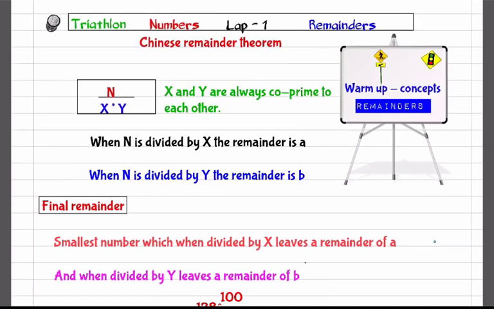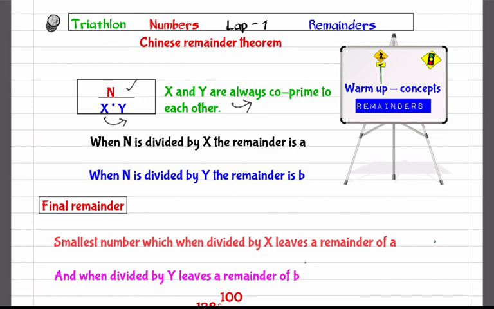Now we have something called the Chinese remainder theorem. Now what is that? N is my number divided by x into y. So for the first time I try and split up my denominator into two numbers, x into y, such that x and y are co-prime to each other. This is again one thing we have to remember: x and y have to be co-prime to each other. What is co-prime? We have already learned the highest common factor for them is 1.